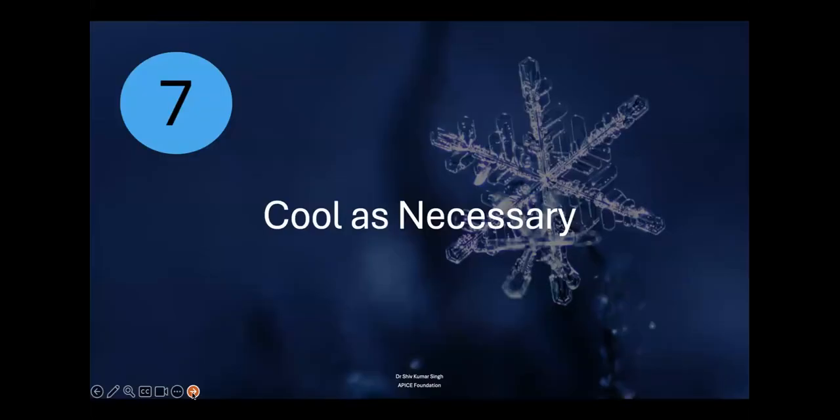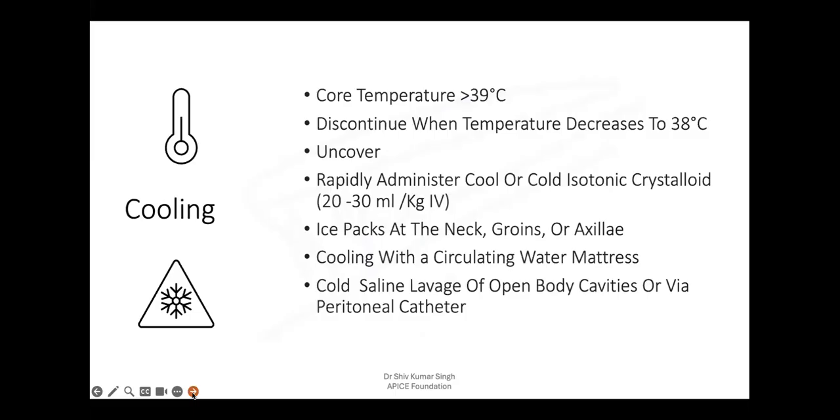So you have given dantrolene, but the most important thing is to cool down the patient. And this is done as soon as the core temperature is more than 39 degrees. You need to be very aggressive with cooling down the patient, and you can stop cooling once the patient is down to 38 degrees Celsius. So first thing you do is uncover the patient. You can give cool fluids. You can give isotonic crystalloids, 20 to 30 milliliters per kg.